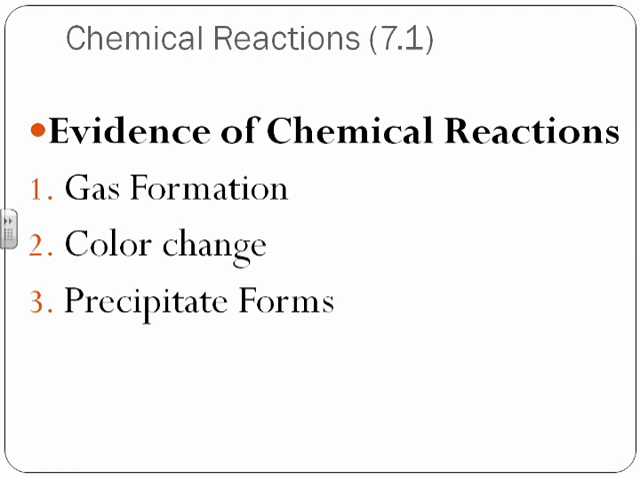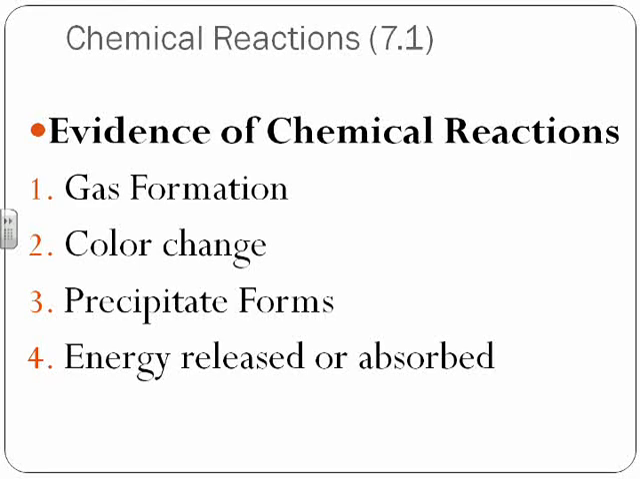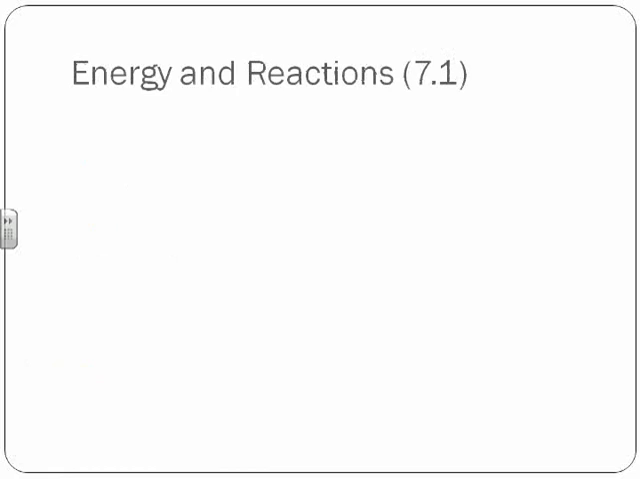Now, number three, precipitate forming. That means when you mix two liquids together, sometimes you'll have a fuzzy substance that starts to form at the bottom, and that's an evidence of a chemical reaction. Also, if you have energy released or absorbed, that's evidence of a chemical reaction. So if you're holding a beaker and energy is released, that means the beaker starts to get warm. If you're holding a beaker and the beaker starts to get cold, that means that energy has been absorbed. And so either one of those can be an evidence that a chemical reaction is occurring.